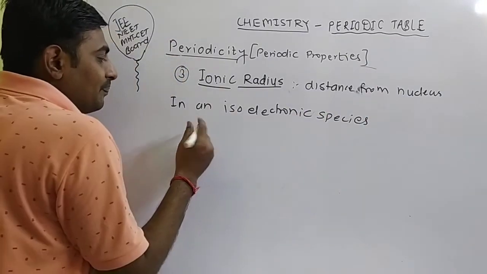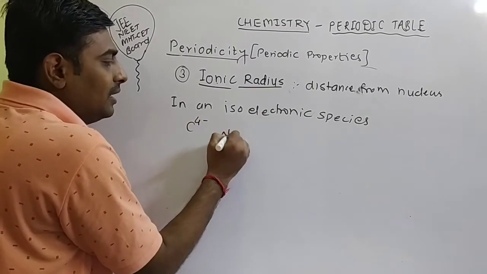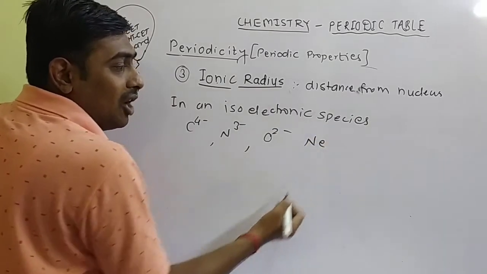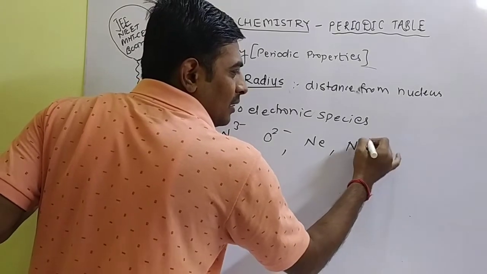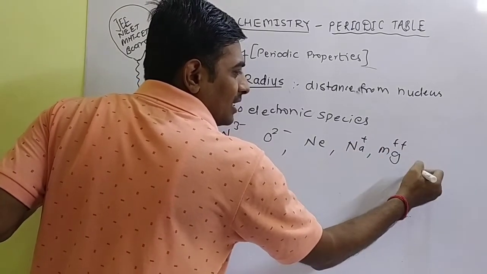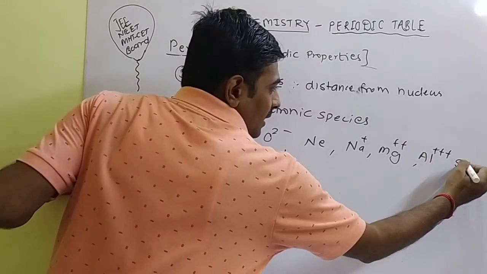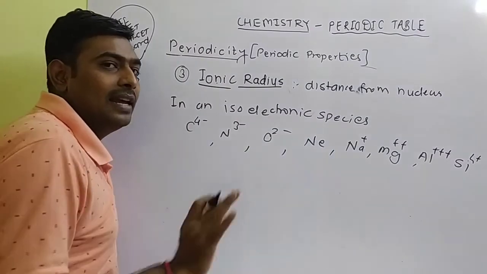If you observe carbon 4 minus, nitrogen 3 minus, oxygen 2 minus, neon, sodium plus 1, magnesium 2 plus, aluminium 3 plus, or silicon 4 plus, all the species contain 10 electrons.